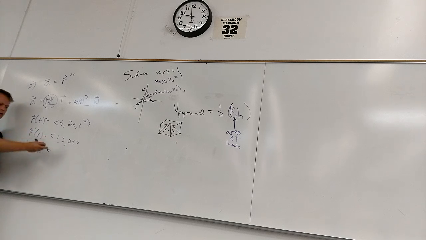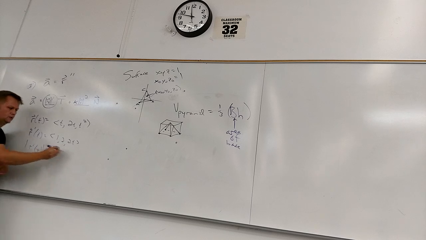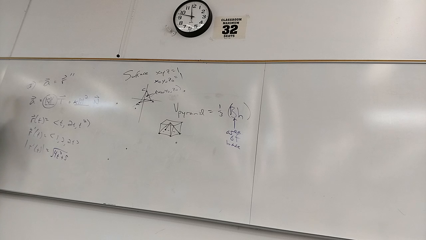So it's the square root of 4t squared plus 5. I like it. Let me stop there for a second. So then to get the tangential acceleration is this piece. I just have to take the derivative of this. That is the speed. I like it.